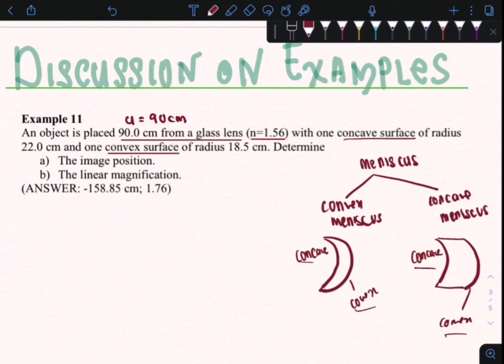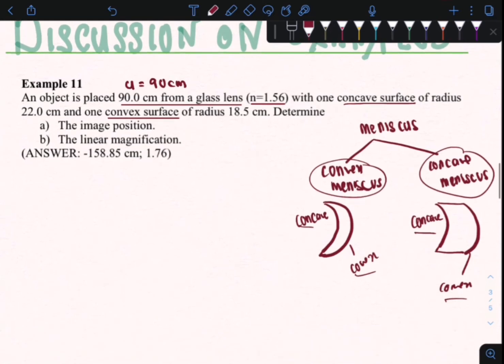However, now you should be able to deduce whether the meniscus in the question is convex or concave. There is a condition. For a convex meniscus, the radius of the convex surface must be smaller than the radius of the concave surface. Whereas for a concave meniscus, the radius of the concave surface will be smaller than the radius of the convex surface. So now you look back at the question here.